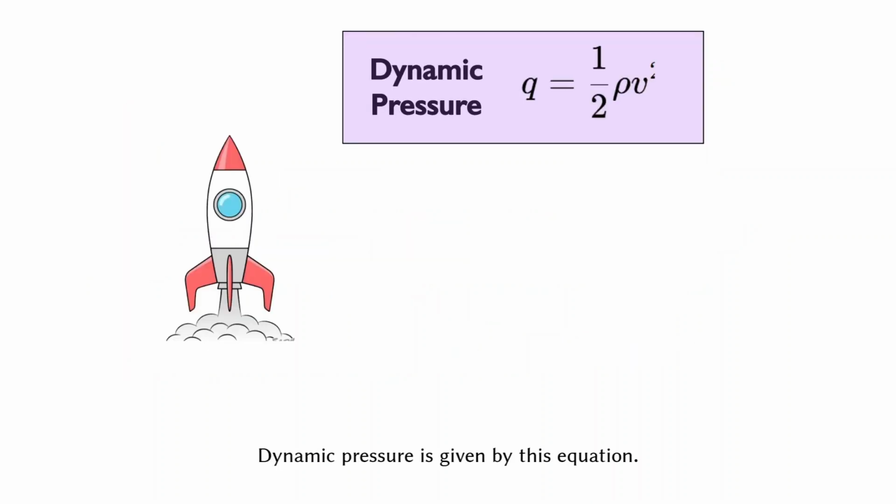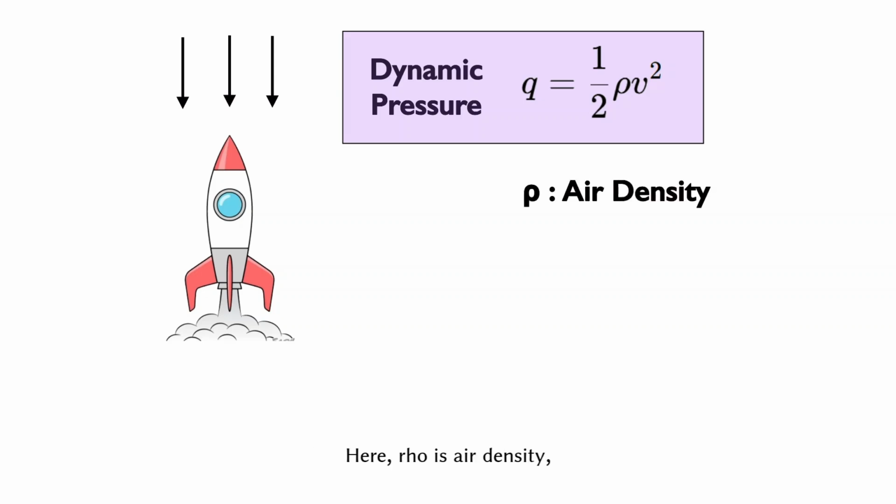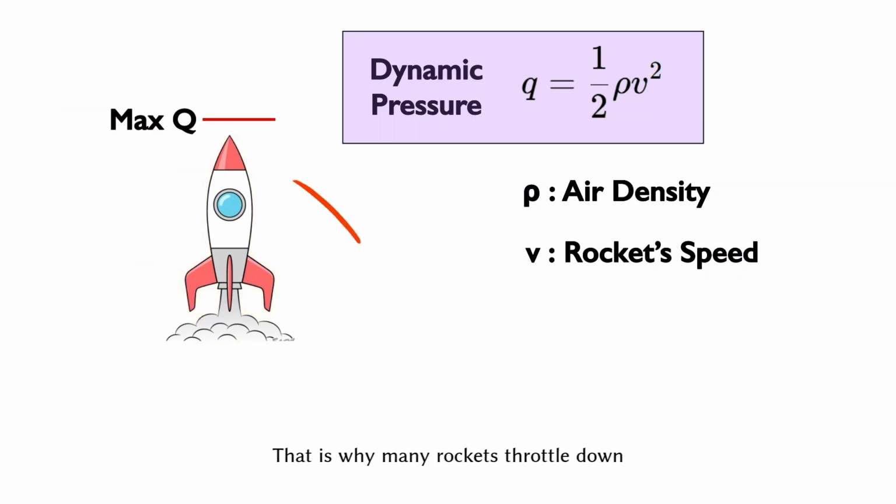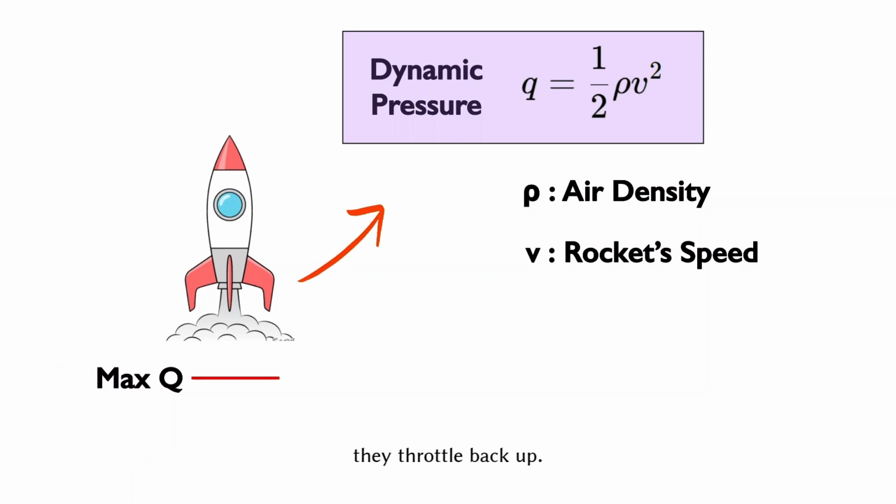Dynamic pressure is given by this equation. It measures how strongly the air pushes against the rocket. Here, rho is air density, and v is the rocket's speed. The rocket must withstand the aerodynamic loads caused by this pressure. That is why many rockets throttle down just before max Q. Once they pass it, they throttle back up.